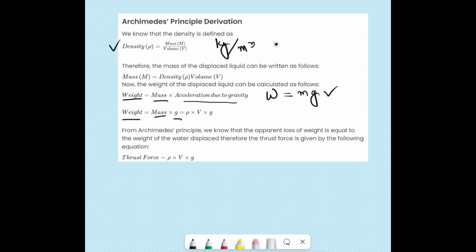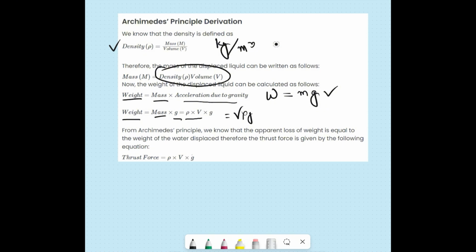And what is the definition of mass? Mass is equal to density times the volume, right? So we could replace the mass with rho times the volume and the acceleration due to gravity. So weight is equal to volume rho g, right? And this is actually the thrust force.